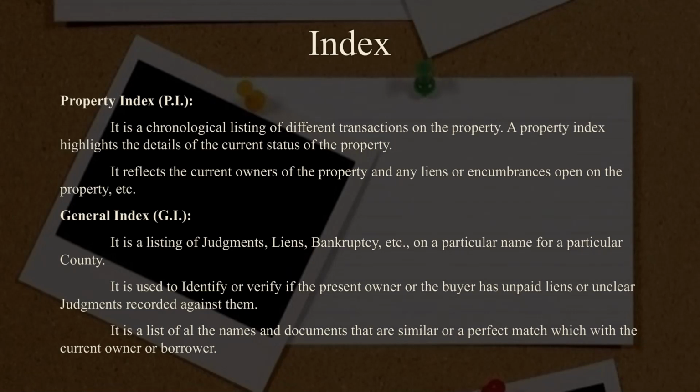Next one is general index. It is a listing of judgments, liens, bankruptcy, etc., on a particular name for a particular county. It is used to identify or verify if the present owner or the buyer has unpaid liens or unclear judgments recorded against them. It is a list of all the names and documents that are similar or a perfect match with the current owner or borrower.